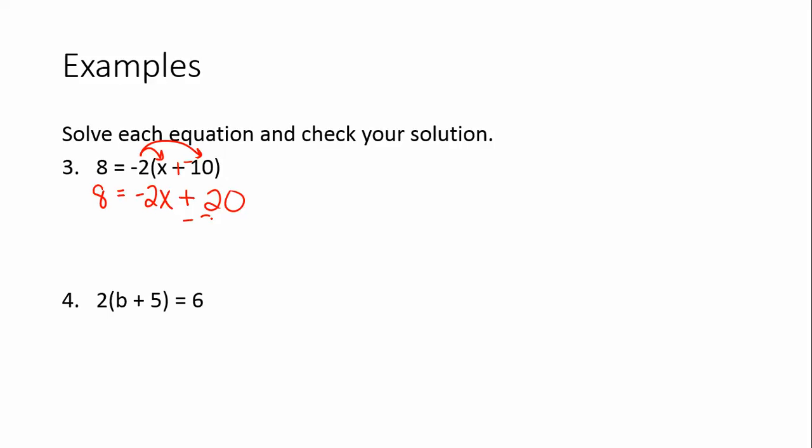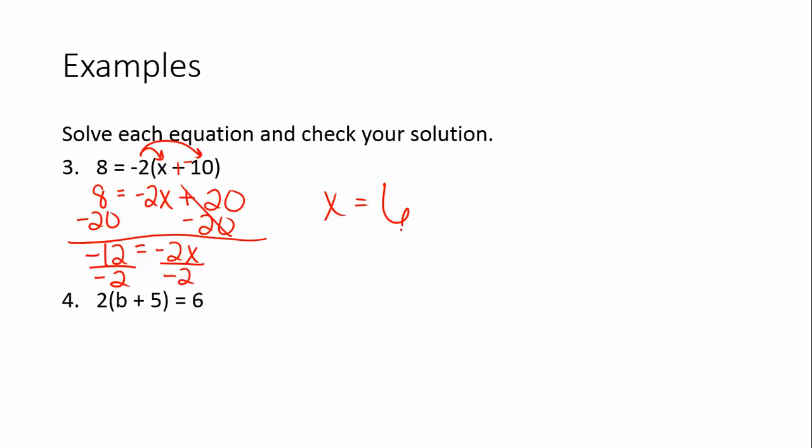So now we need to subtract 20 on both sides. 8 minus 20, or 8 plus a negative 20, is negative 12. That equals negative 2x. Divide both sides by negative 2, and we get x equals 6.